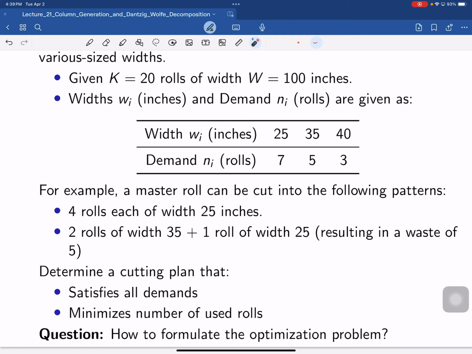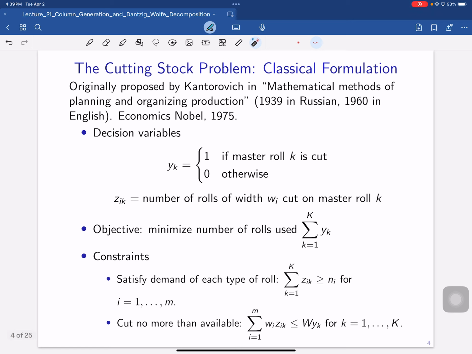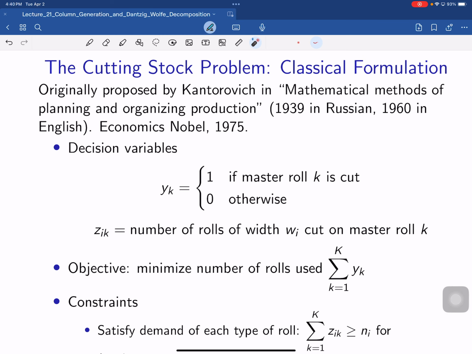Think about a cloth company. You have a forecast of different sizes you need, and then you want to minimize the amount of raw materials you use to satisfy all the demands. Okay, so is the problem statement clear here? Hopefully it is clear, right? So let's say, how do we formulate this as an optimization problem? Actually, this is a Nobel Prize winning optimization problem originally proposed by Kantorovich.